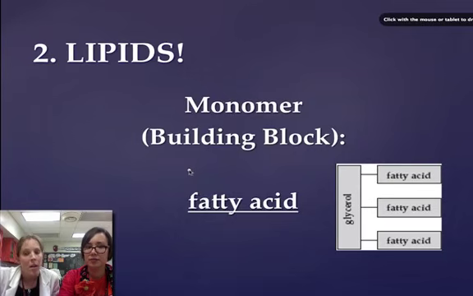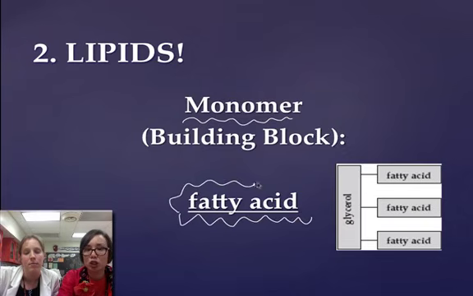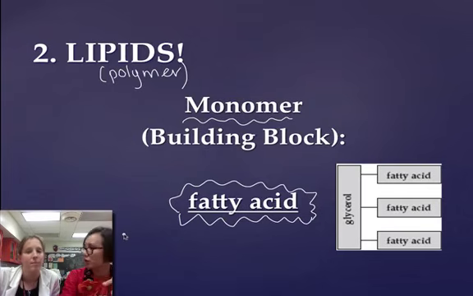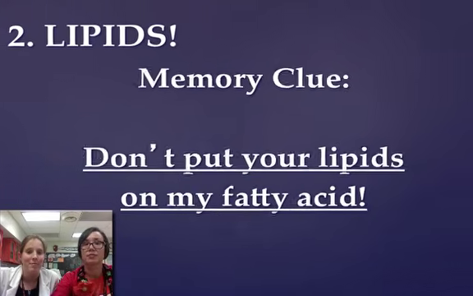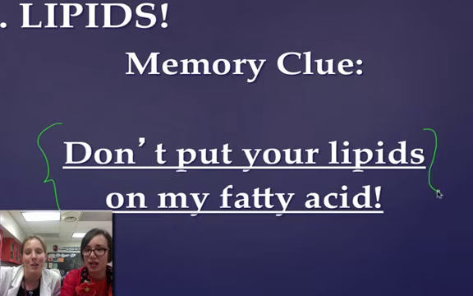So lipids are really big molecules, and we want to be able to talk about their monomer. So the monomer of lipids is fatty acids. So it takes a lot of fatty acids to make a larger lipid because our lipid is going to be our polymer. Now, how are we going to remember this? We gave you a memory clue for carbohydrates and monosaccharides, longest word to the longest word. So for lipids, it's going to be, don't put your lipids on my fatty acids. So make sure you write this memory clue on your paper. That's right. So you should never forget what the building blocks of a lipid are.